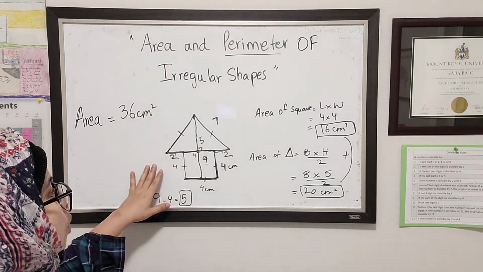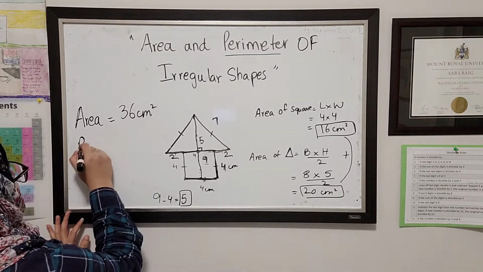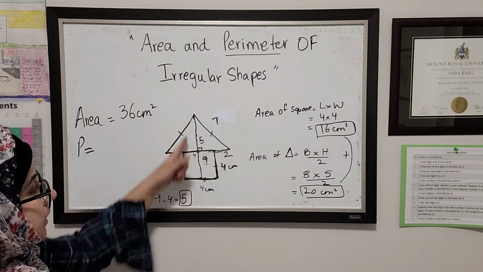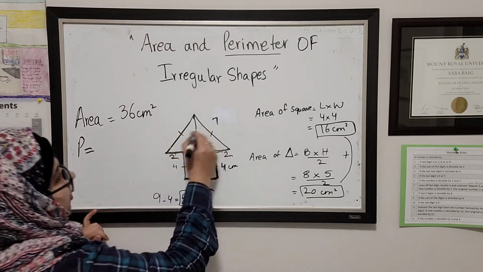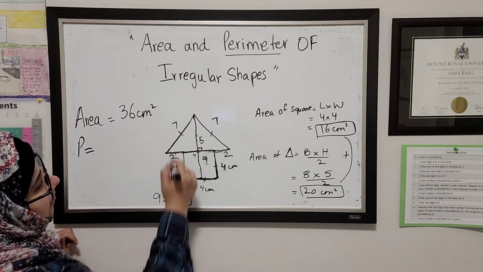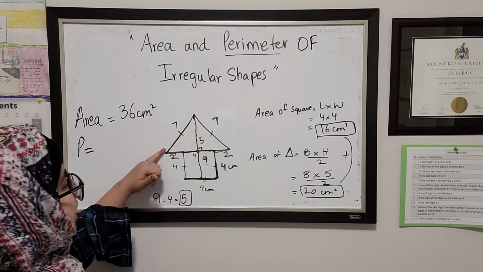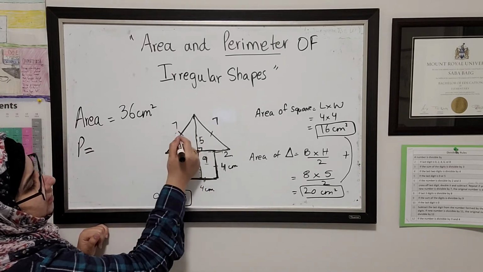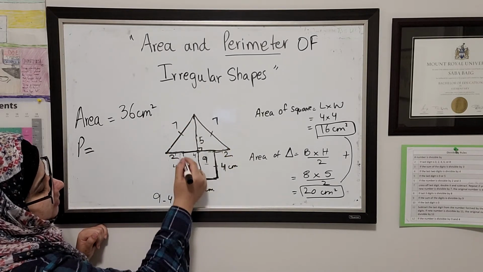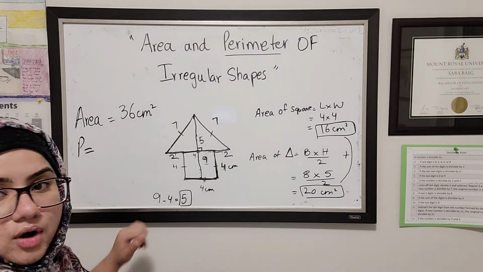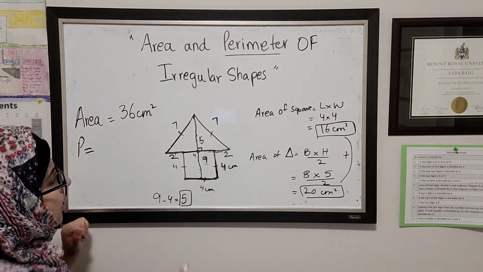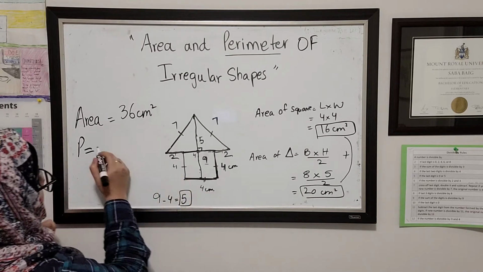All right. Now, what is the perimeter of this arrow? Perimeter is adding up all the outside. We're not adding the insides. So if this is 7 because it's an isosceles triangle, how many sides do we have in this arrow? We have to count the sides. Side 1, 2, 3, 4, 5, 6, 7. So this arrow has 7 edges. So we need to add 7 numbers.